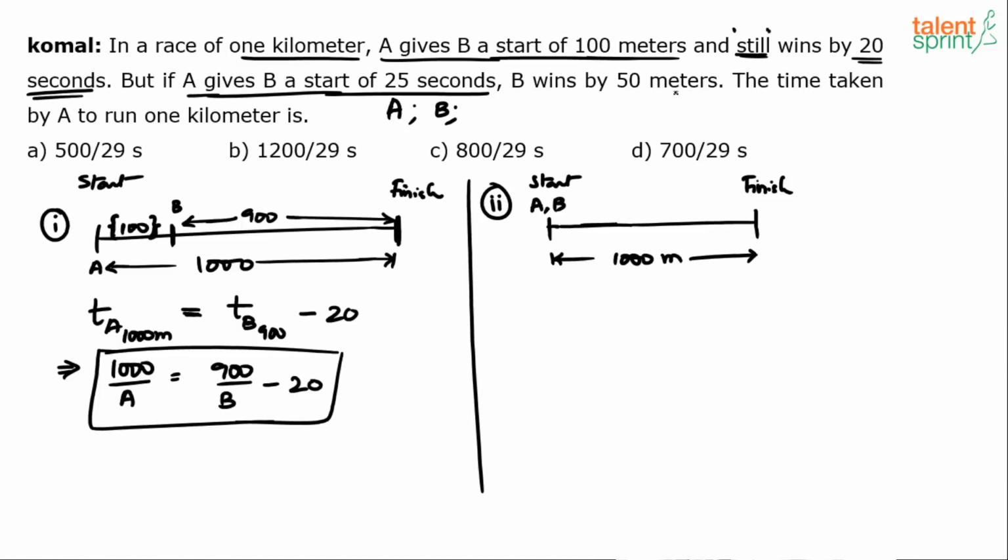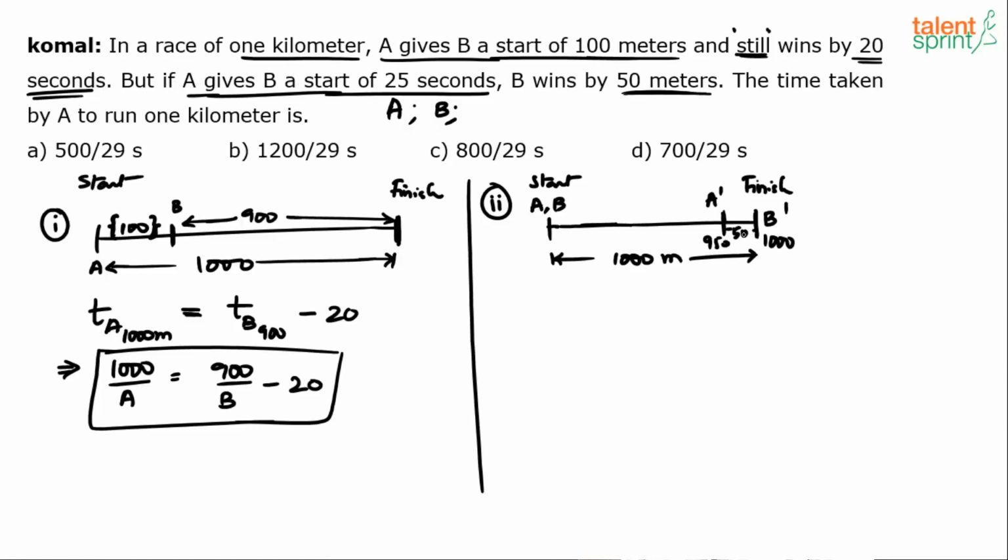And B wins by 50 meters. What does it mean? Winning by 50 meters means when B reaches the finishing point, A is 50 meters behind. Let's say B dash and A dash are their end times. So when B is at 1000 meters, A was only at 950 meters, 50 meters behind. So we can say B won by 50 meters.